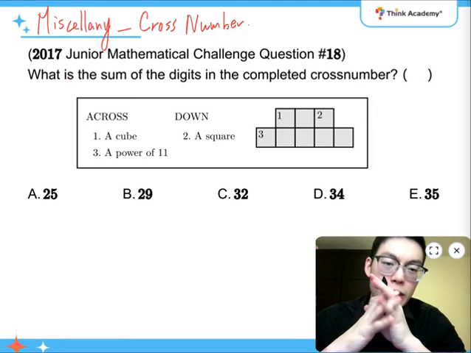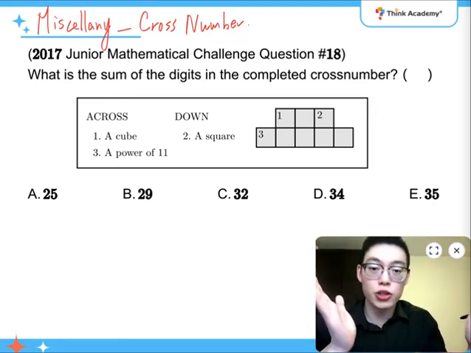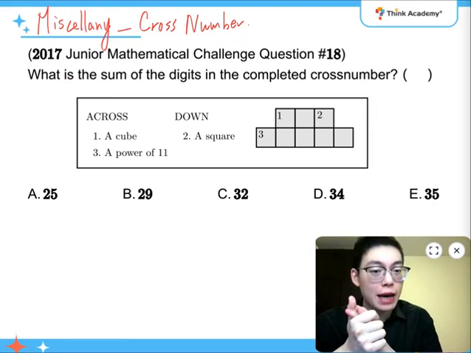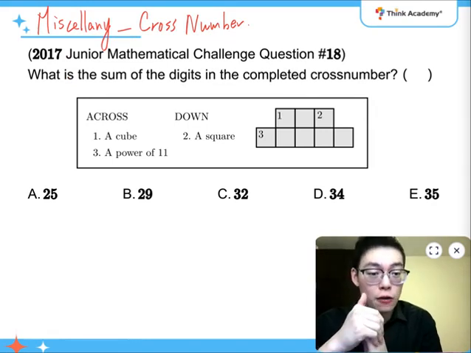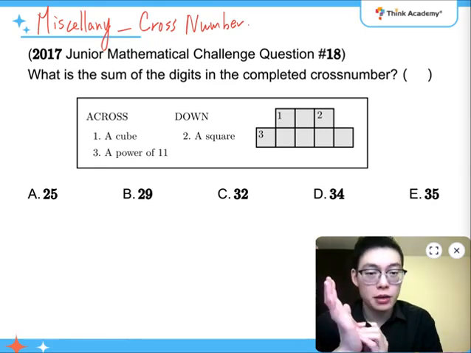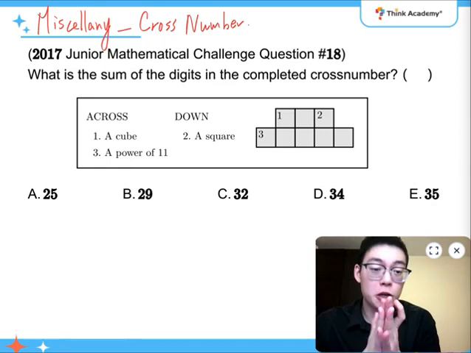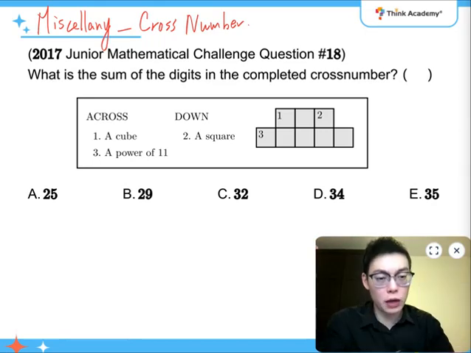So essentially we know that I need a 3-digit cube across 1, and for 2 down it is a 2-digit square. For 3 across it is a power of 11. There are many cubes that can go into a 3-digit cube, and many squares too. But as for a 5-digit power of 11, I believe there's only one of them.